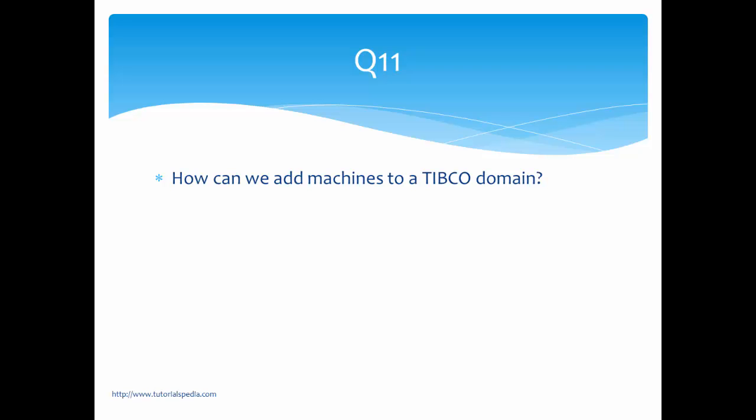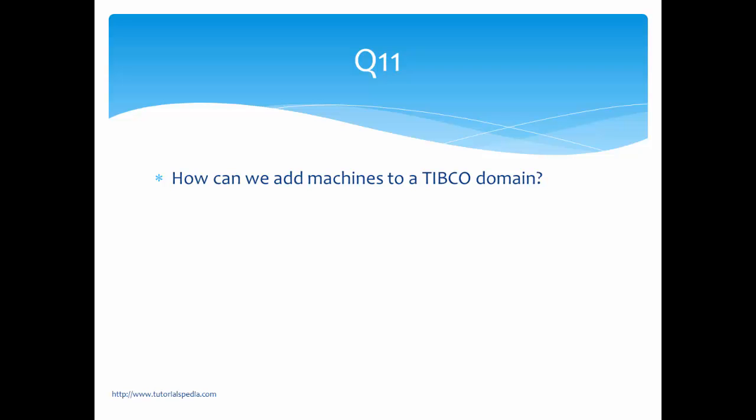So the next question that comes our way is: how can we add machines to a TIBCO domain? In a TIBCO domain, whenever we deploy any solution, that is, we deploy any EAR, we specify which particular machine it's going to be deployed on. So the machines must be added into the domain, and only then are those machines made available for the EAR deployment. The answer to how we can add the machine is simple: we can use the domain utility. Domain utility has the option of adding machines to existing domains.